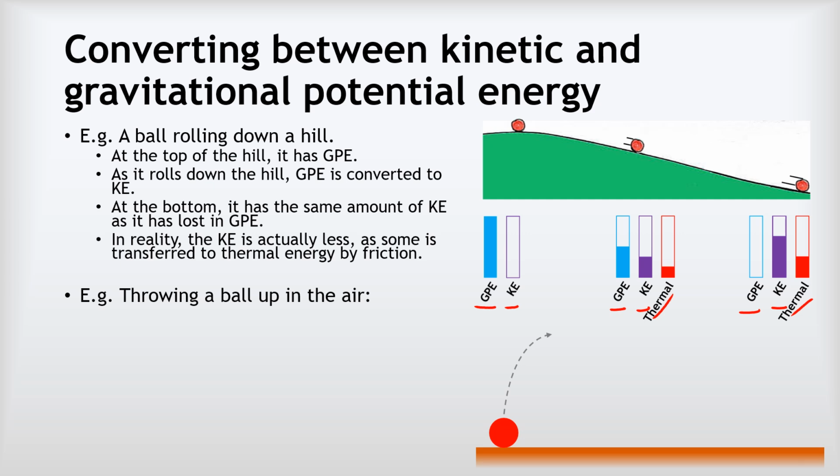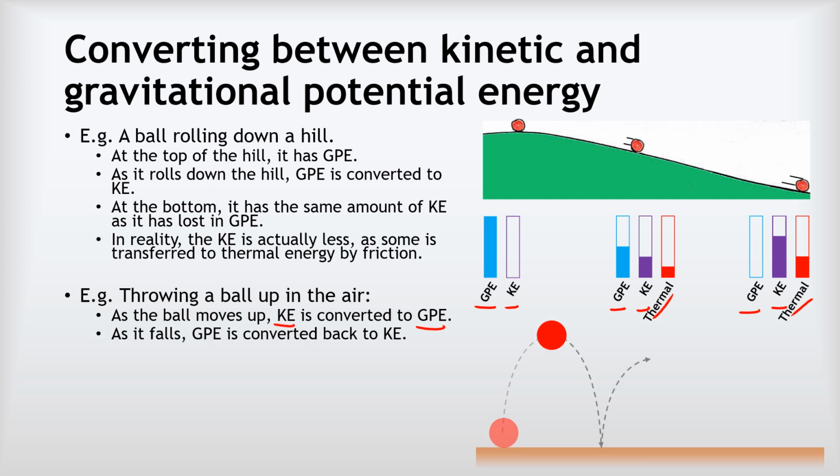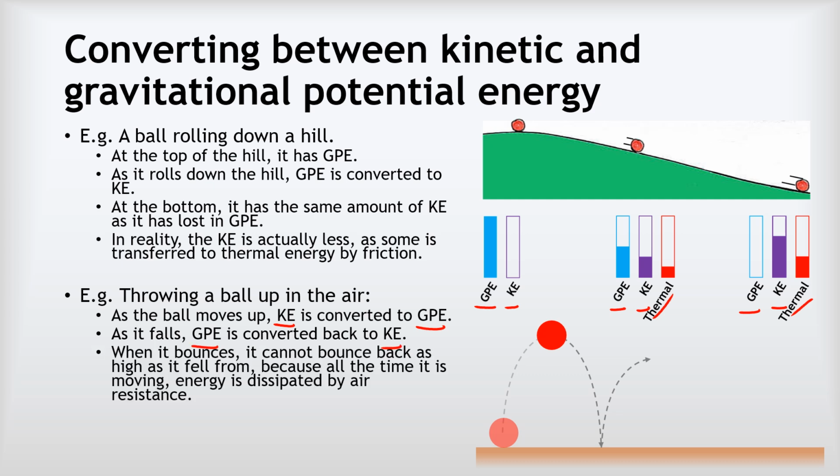Now, another example might be throwing a ball up in the air. You've all had this experience with bouncy balls and things like that. You drop a bouncy ball on the ground, and it doesn't bounce back quite as high as you dropped it from. The reason is that as the ball moves up through the air, kinetic energy is converted to gravitational potential energy. And then as it falls down, the GPE is converted back to kinetic energy. But when it bounces, it cannot bounce back as high as it fell from, again because of dissipation.